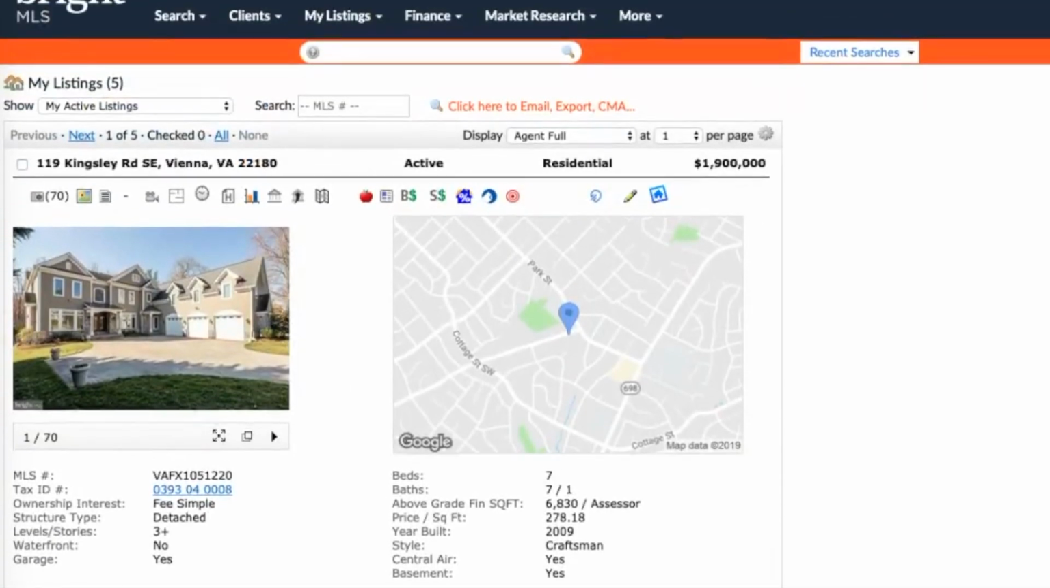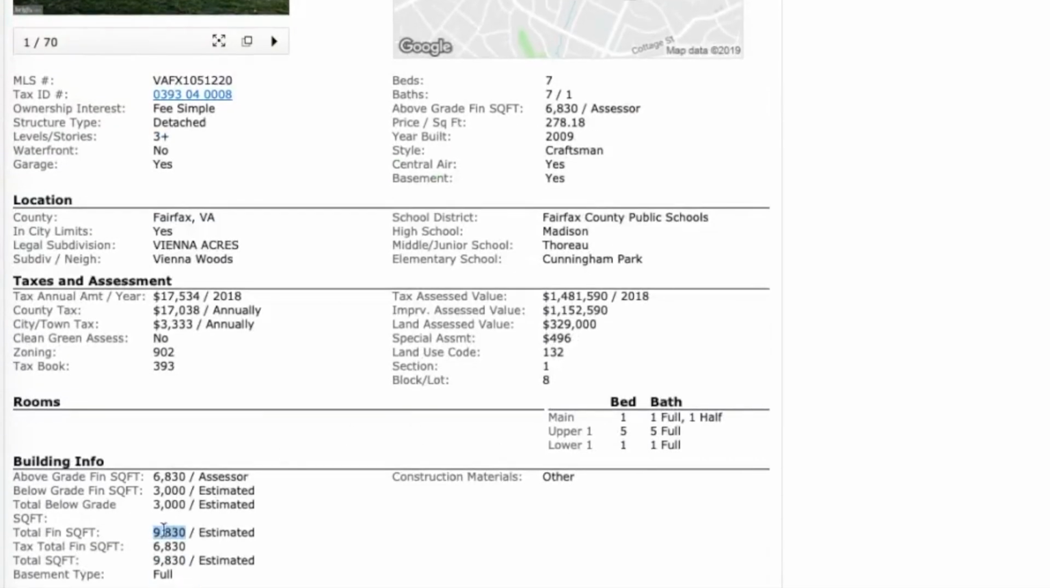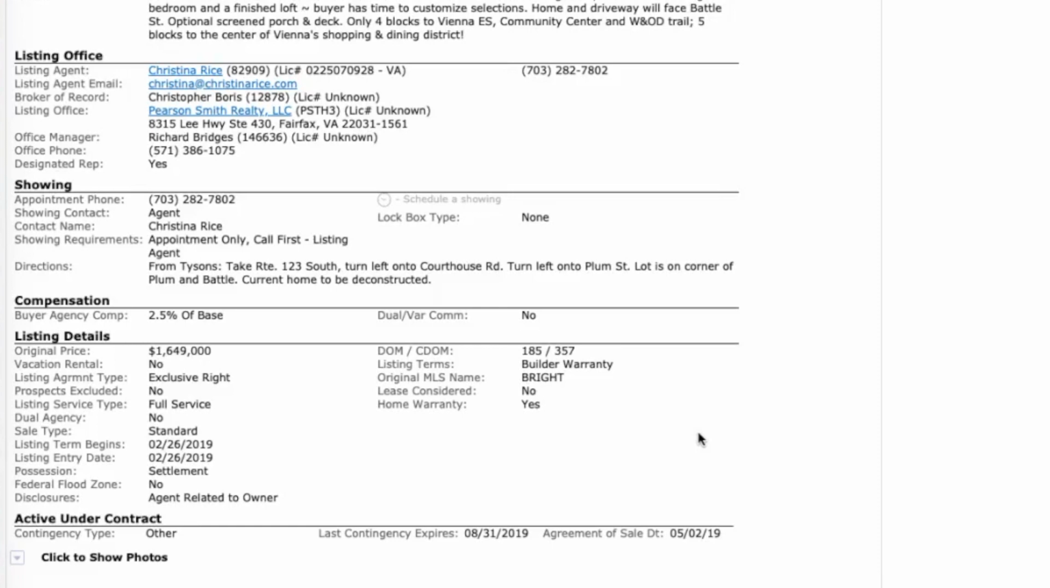Some websites show it as 6,830, and some websites show it as 9,830. Clearly, 3,000 square feet is a significant amount of space, so you may not be getting the accurate picture. The third place that there's an issue with data integrity is in the days on the market calculation. We'll take a look at another example right here, days on the market and CDOM. This stands for cumulative days on the market.